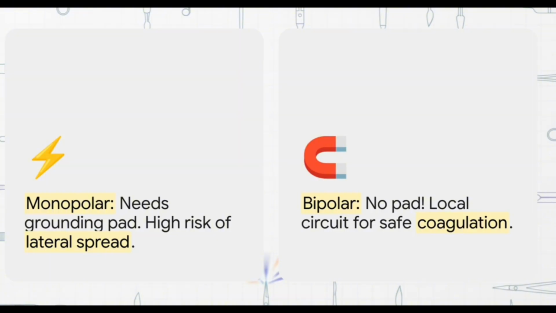The current travels out of one tip, passes through the grasped tissue, and goes straight into the other tip. The huge advantage here? No grounding cautery pad is required at all. And since there's 0 lateral spread, it is incredibly safe to use right up close to vital structures and end arteries. But jot down this high-yield MCQ point. Bipolar is used for coagulation only. It does not cut tissue.